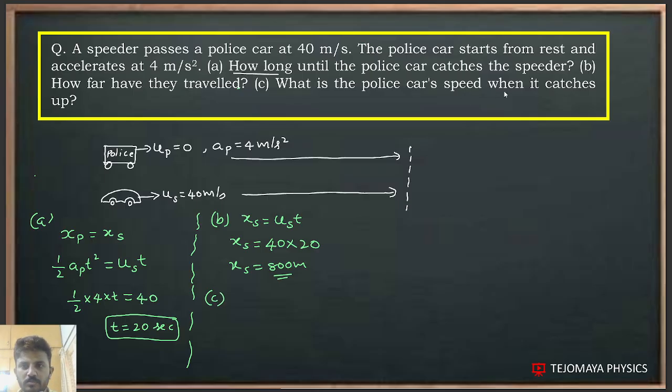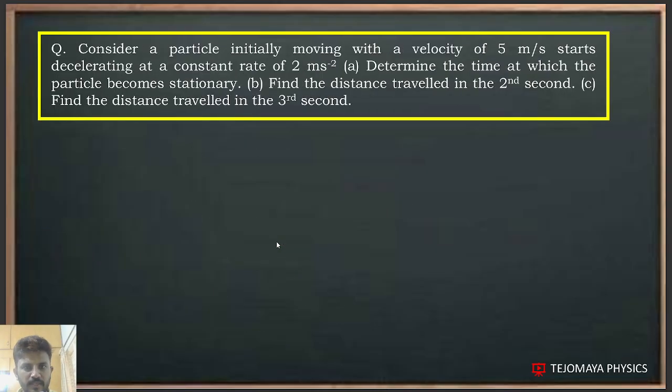What is the police car speed when it catches up? So we need to find out the speed. So v is equal to u plus at. Police acceleration is 4 into t, 20. So speed is equal to 80 meter per second. You can directly solve them by using the equations of motion, of kinematics. Done, no? So all three questions I have solved. Next question.